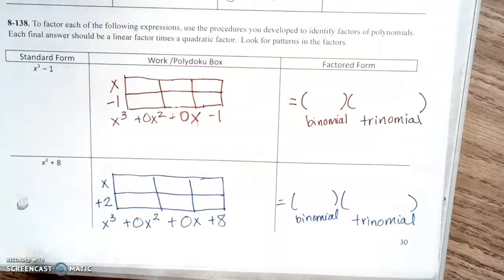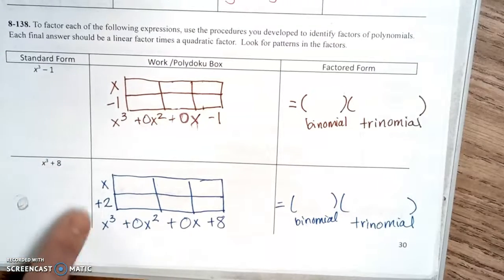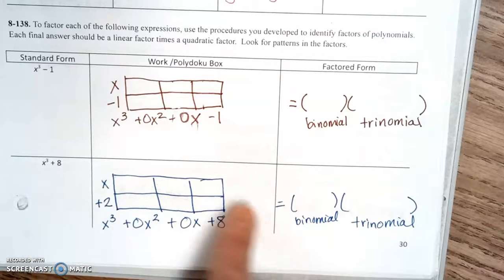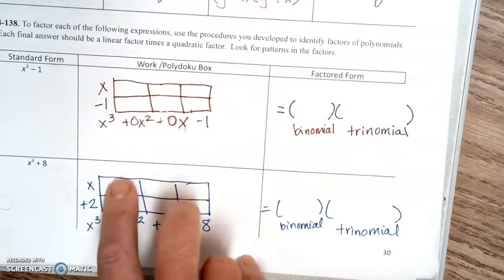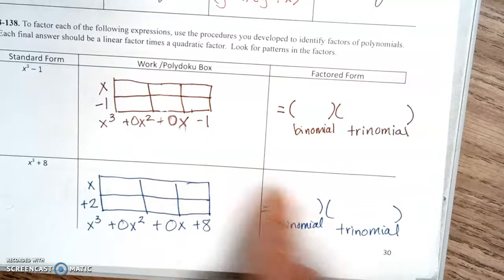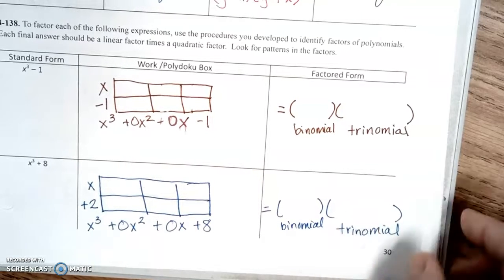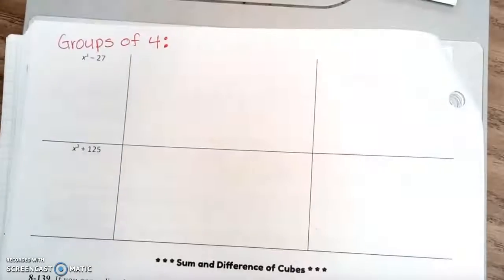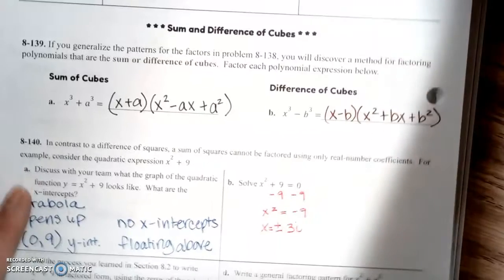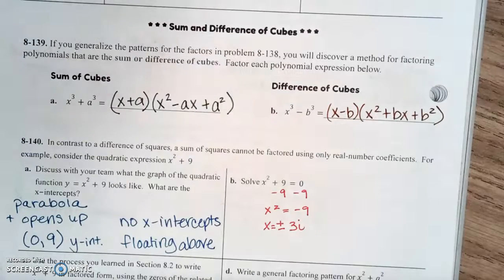Same thing for x cubed plus 8. I want you to use x plus 2 as the binomial. You have to fill in the 0x squared and the 0x. But again, you're going to end up with a trinomial up here. That's going to go right there, okay? That's going to lead us to, on the next page, you're going to do those two together. And then on question number 139, it's going to lead us to a very specific pattern.